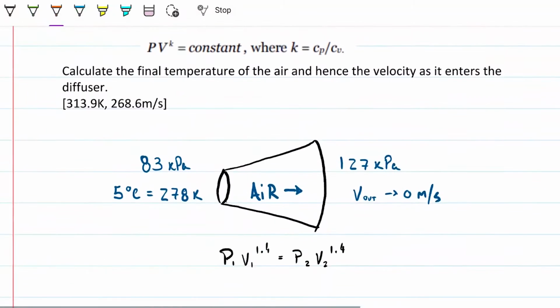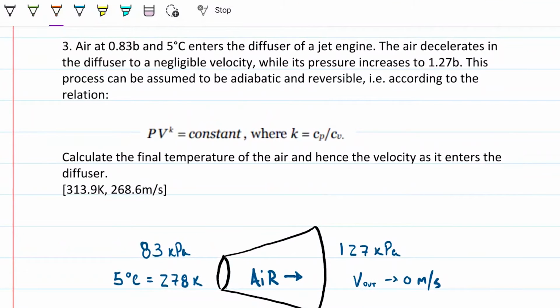So the problem statement reads for this question here: air at 0.83 bar and 5 degrees Celsius enters the diffuser of a jet engine. The air decelerates in the diffuser to a negligible velocity, while its pressure increases to 1.27 bar. This process can be assumed to be adiabatic and reversible. That is, according to the relation, pressure times volume to the K is a constant, where K is the ratio between C sub P and C sub V. Calculate the final temperature of the air and hence the velocity as it enters the diffuser.